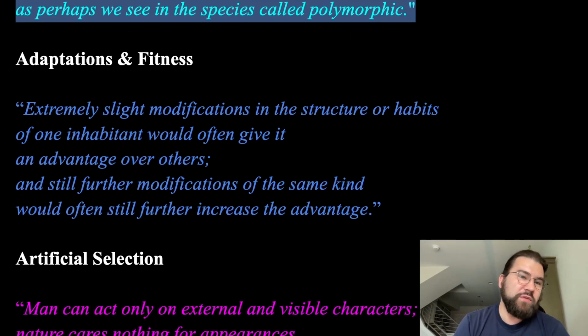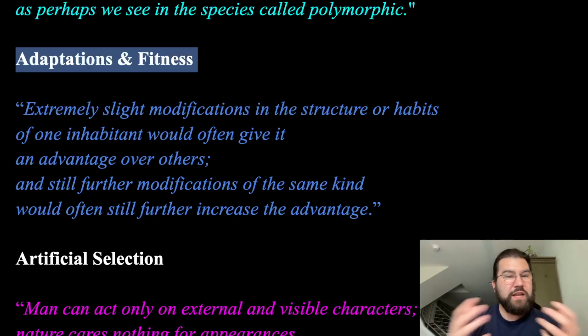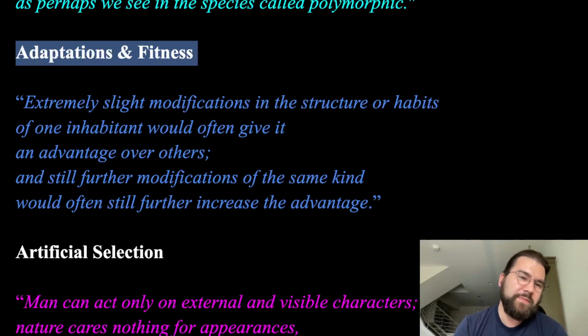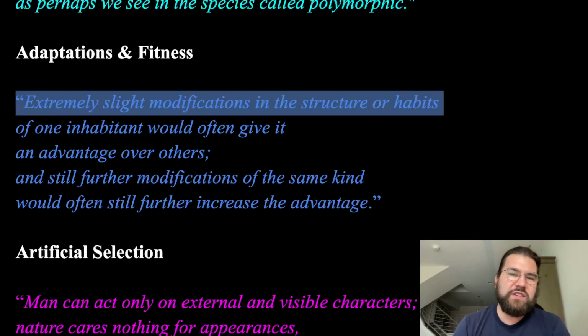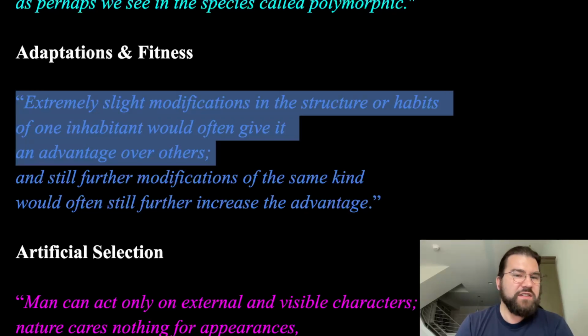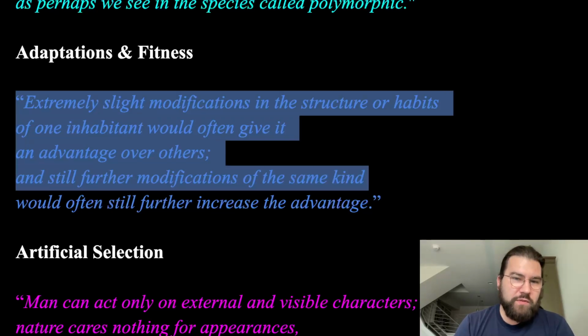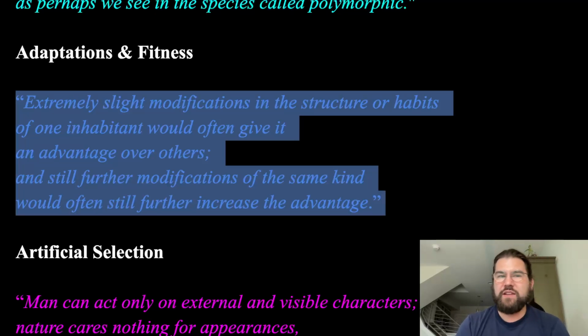And then we'll move on to looking at what Darwin says about adaptations and fitness, as the saying survival of the fittest is usually attributed to him. Let's take a closer look at what that means. Darwin says extremely slight modifications in the structure or habits of one inhabitant would often give it an advantage over others, and still further modifications of the same kind would often still further increase the advantage.